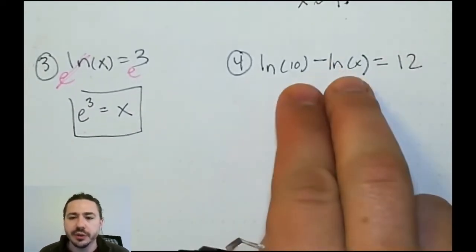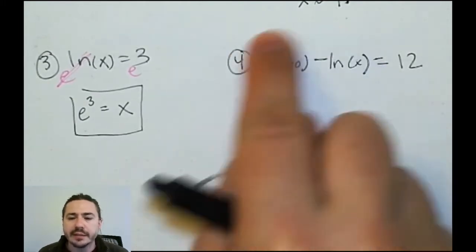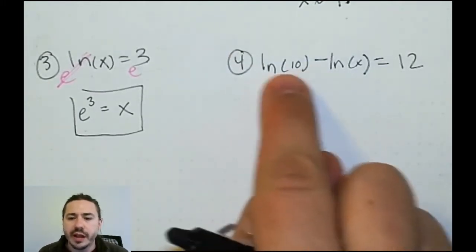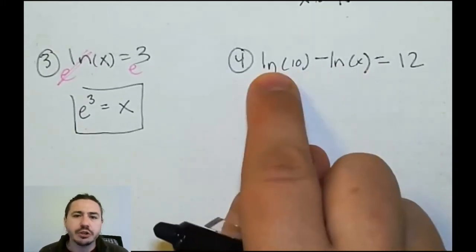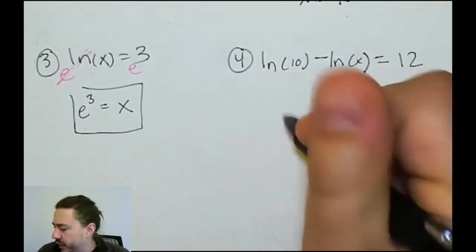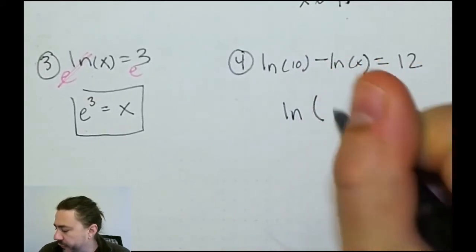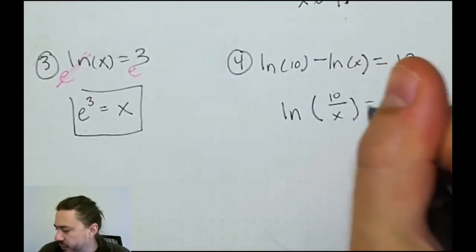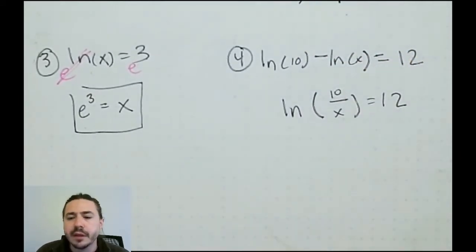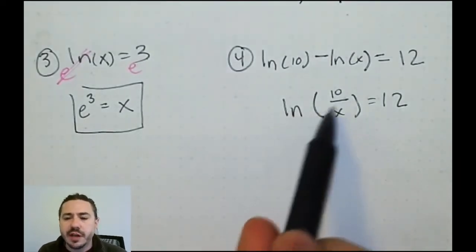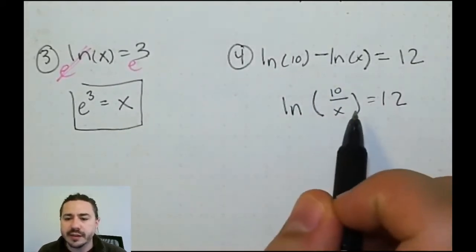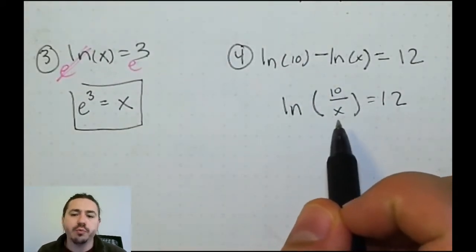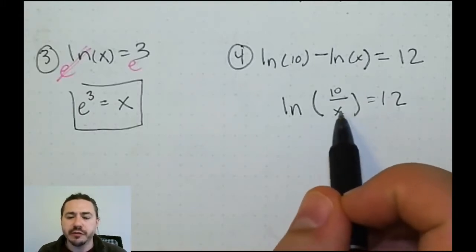Now it looks like we got two here, but we can actually combine these. We've got natural log of 10 minus natural log of x. If we have a difference of two logarithms with the same base, we can combine the arguments with division. So this would be natural log of 10 over x equals 12. And now we've got it set up where we've just got one function all by itself, totally isolated on one side. So we can now rewrite it as an exponential equation and start to solve for x.